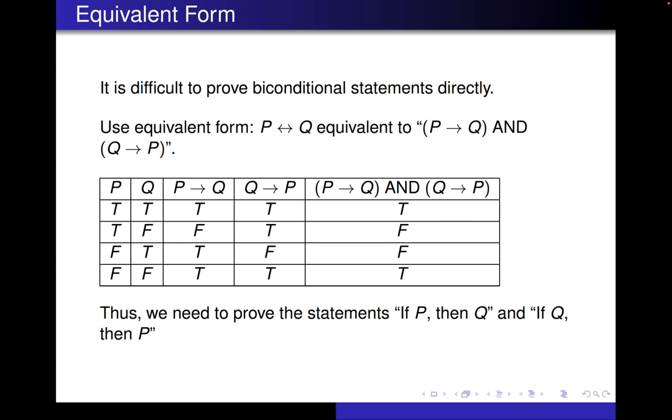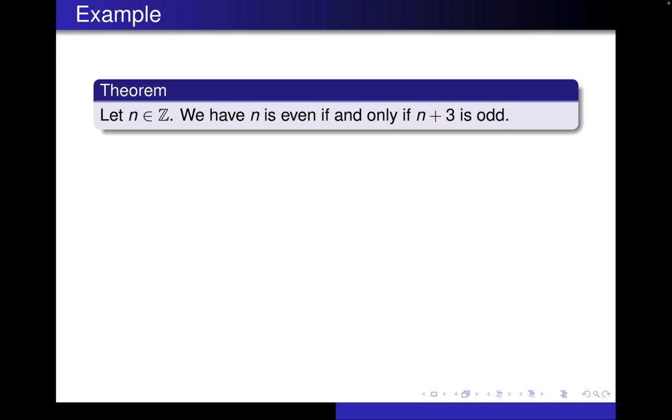So what this tells us is if we want to prove a biconditional statement, we can get there by proving two conditional statements. Yes, that means we have to do two proofs: if P then Q, and the statement if Q then P. As I mentioned, we have to do two proofs to prove one biconditional statement. So let's see how this works on an example. Suppose we have an integer n. We have n is even if and only if n plus 3 is odd. Probably something that you're not surprised is true, but we're going to show how to use our if and only if logical equivalence to figure it out.